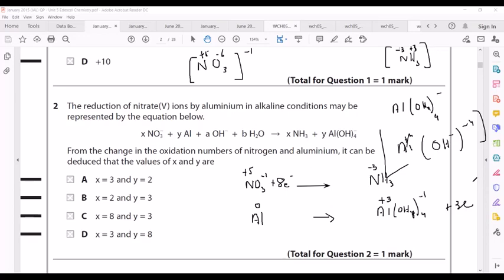Now, when we are writing a redox equation, the number of electrons lost by one should be equal to the number of electrons gained by the other. So to have a balanced equation, because 3 and 8 are not the same, the first equation should be multiplied by 3, and the second equation should be multiplied by 8. If it is multiplied by 3, which number will be beside the nitrate ion? 3. And which number will be beside aluminium? 8. So the correct answer is D.